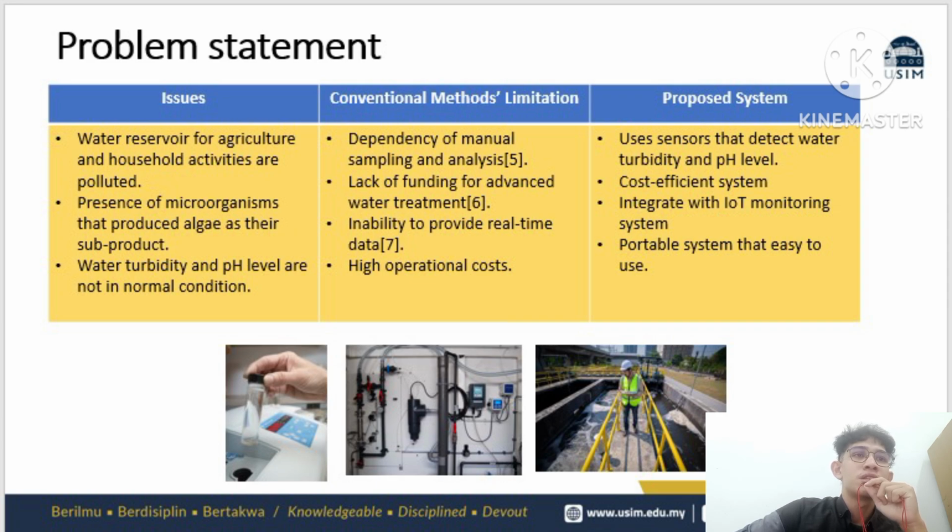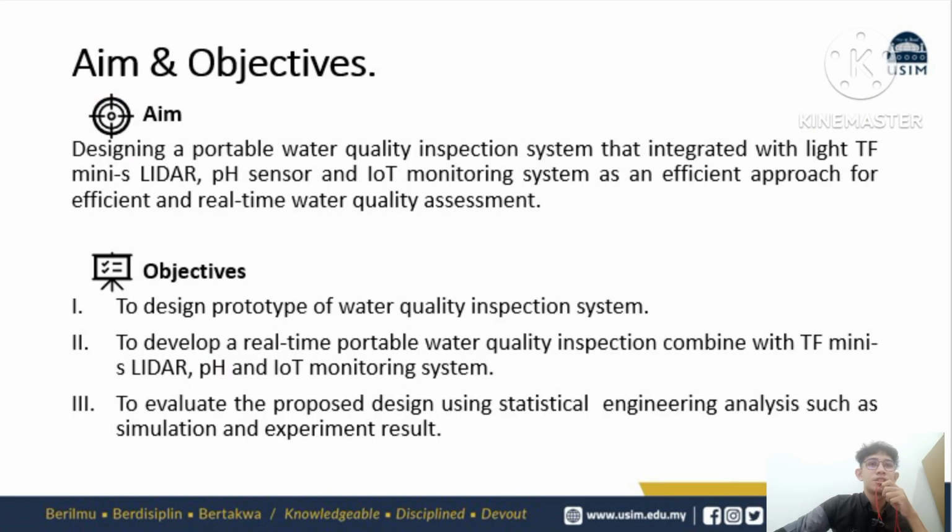The conventional method limitations for the water quality system are dependency on manual sampling analysis, lack of funding for advanced water treatment, and lastly, high operational costs. So the proposed system will use sensors that detect water turbidity and pH level. It is very non-intrusive and doesn't need manual sampling analysis. It is a very cheap and cost-efficient system. Lastly, it is integrated with IoT monitoring.